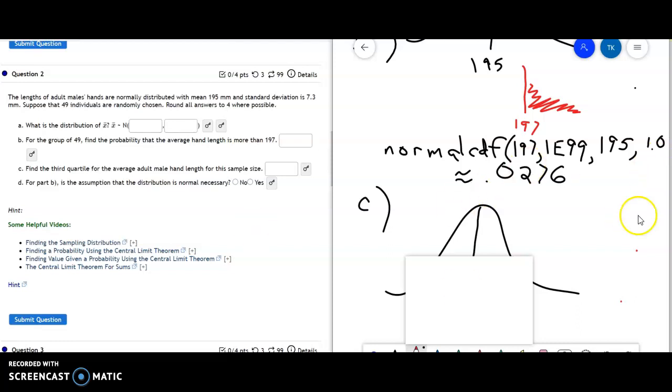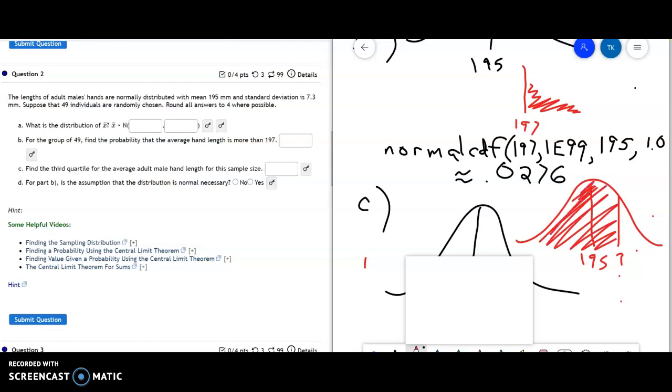So if we're looking for a 75th percentile, if 195 is in the middle, we are looking for this number right here. I'm going to put a question mark. And we want that number such that this is 0.75 of our area under the curve.